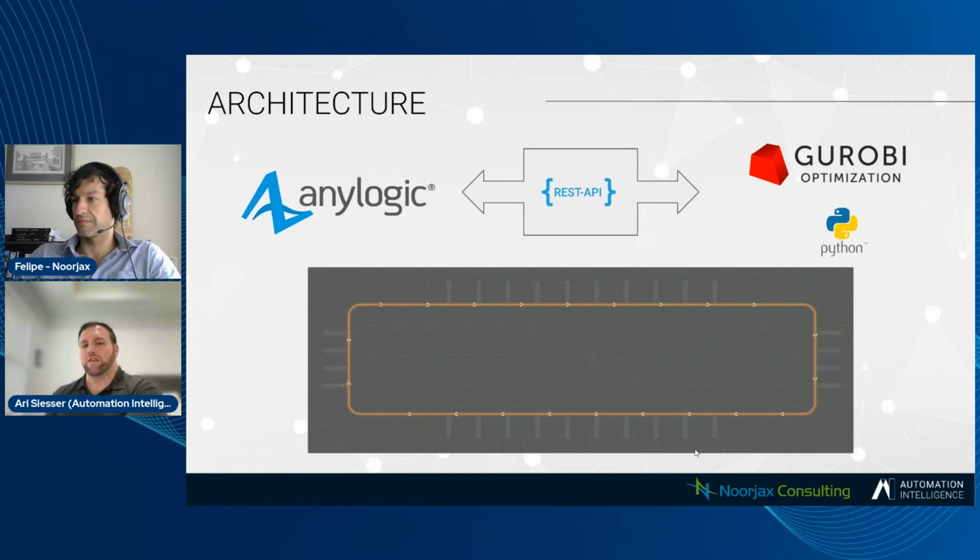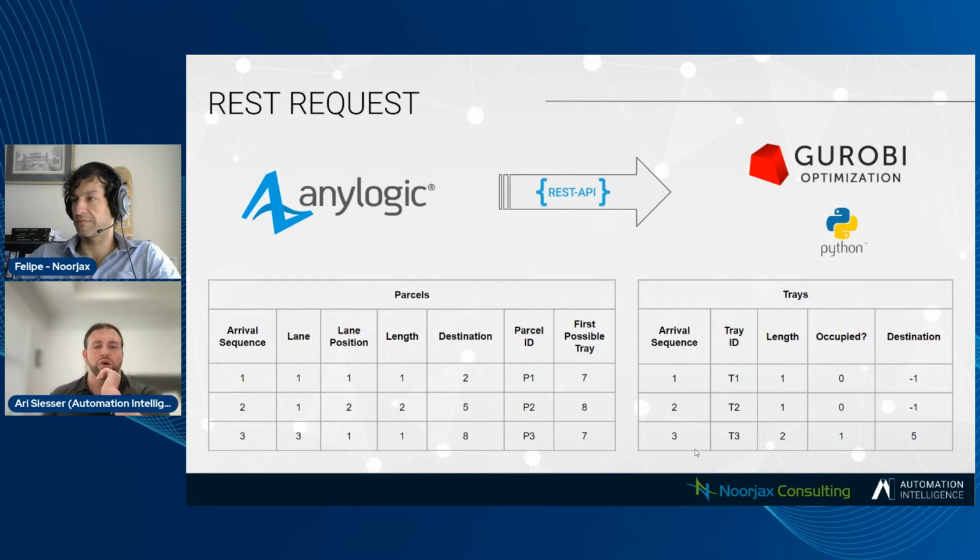And then the top and the bottom with the 10 lanes, those are the output or discharge lanes. Felipe will go into all the wonderful things that he did to make this completely customizable. So this is one example, but basically AnyLogic is going and creating the parcel arrivals, and it's sending information to our solver using Gurobi and Python.